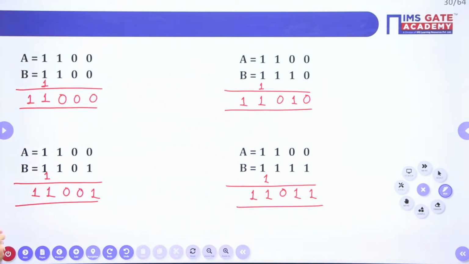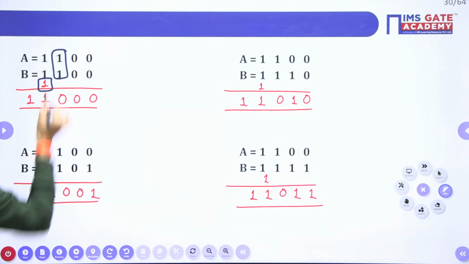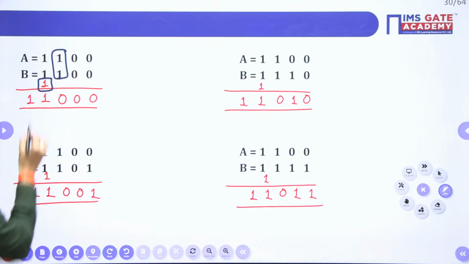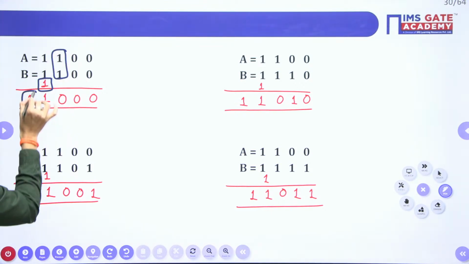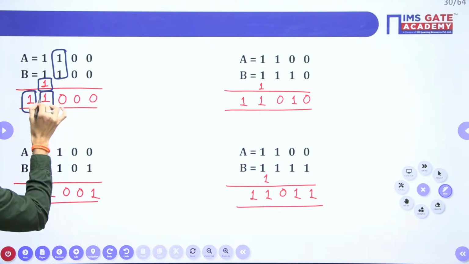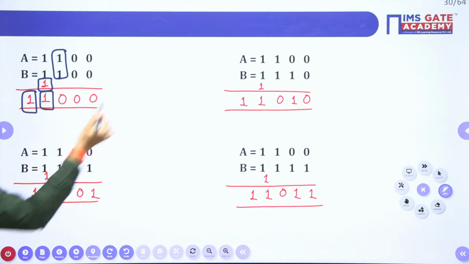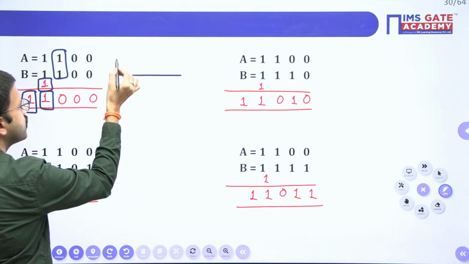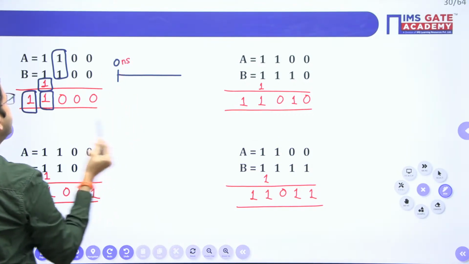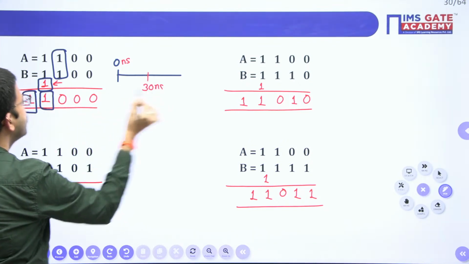Now, here if you observe, the third stage full adder is producing the carry output as 1. Because of this, the fourth stage full adder also gets carry as 1. Of course, you are also getting the sum output as 1. Consider the same example I have considered. Say, for example, you started at 0 nanosecond. This particular carry output, you are getting at 30 nanosecond.